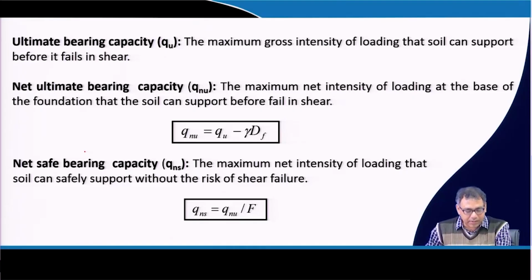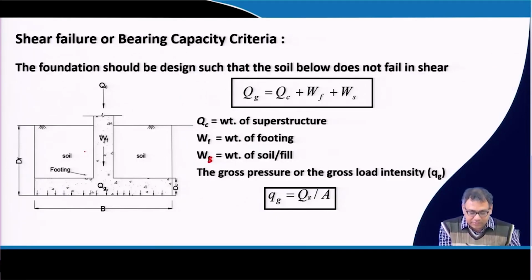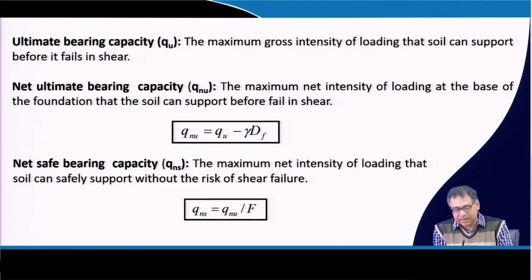Then ultimate bearing capacity: the maximum gross intensity of load that soil can support is called the ultimate bearing capacity. And net ultimate bearing capacity means we have to subtract the surcharge or the soil pressure, that is gamma into dF. That gamma dF surcharge is already there in the soil, so the net amount of pressure that we can apply is reduced by gamma dF. dF is the depth of foundation and gamma is the unit weight of the soil.